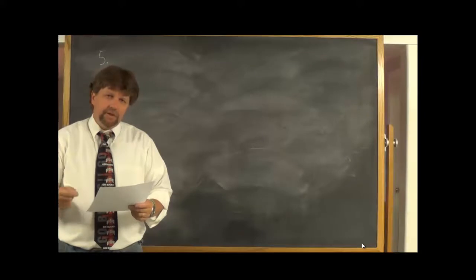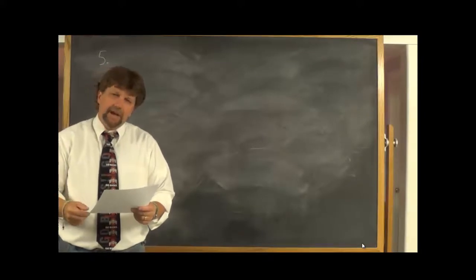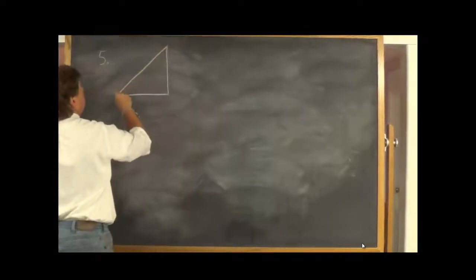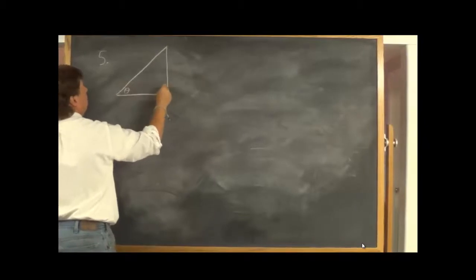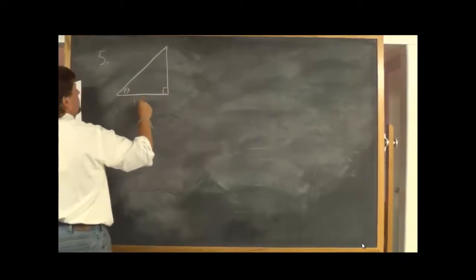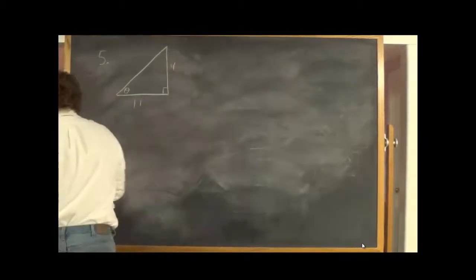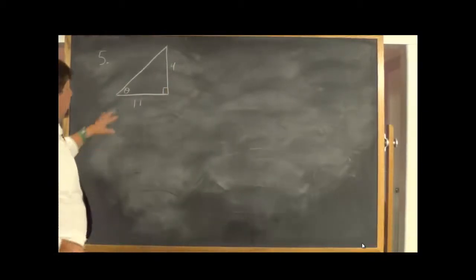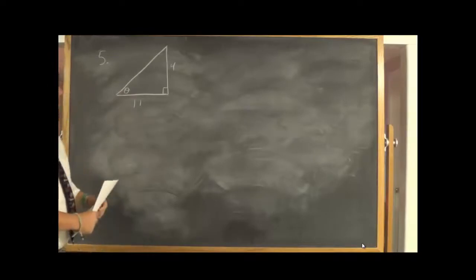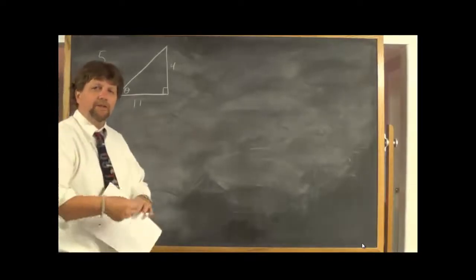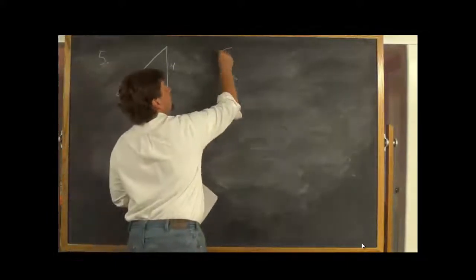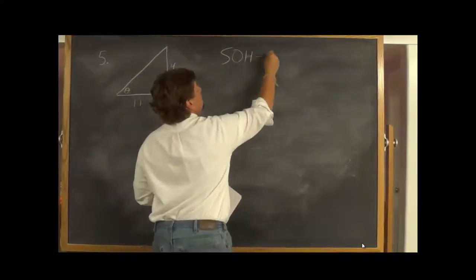All right, in number 5, you're given a right triangle with an acute angle theta, and I asked you to determine exactly the 6 trig function values of theta. So the right triangle you were given looks something like this. Now, hopefully you picked up that with right triangle trig, the key is SOHCAHTOA.